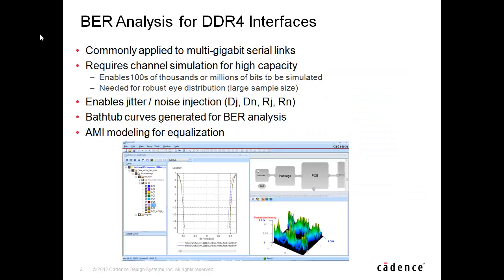While BER analysis may be new for DDR interfaces, it's been commonly applied to multi-gigabit serial links for a number of years. This involves statistically post-processing an eye distribution in order to produce bathtub curves. In order to get an eye distribution of sufficient sample size, channel simulation is required, which enables you to simulate hundreds of thousands or even millions of bits. Channel simulation techniques also enable deterministic and random jitter and noise injection, as well as AMI modeling for equalization effects.